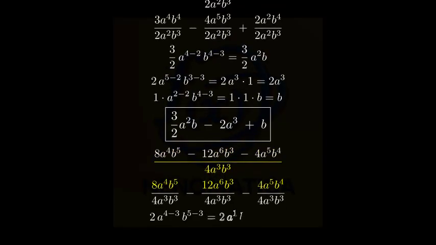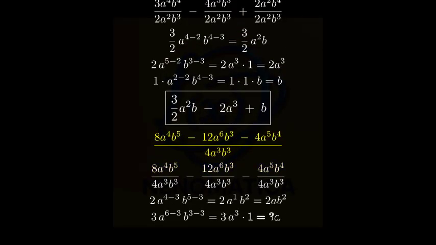For the first fraction, 8 divided by 4 equals 2. A to the fourth divided by a cubed gives us a, and b to the fifth divided by b cubed gives us b squared. So we get 2ab squared. For the second fraction, 12 divided by 4 equals 3. A to the sixth divided by a cubed gives us a cubed, and b cubed divided by b cubed equals 1. So we get negative 3a cubed.